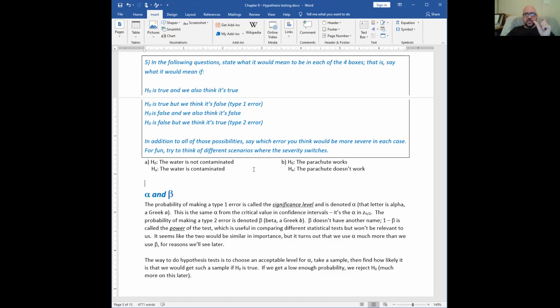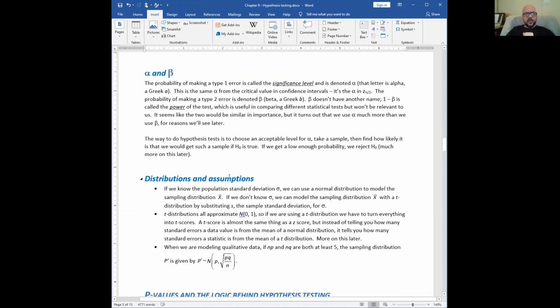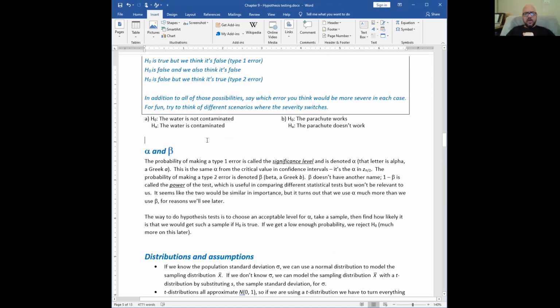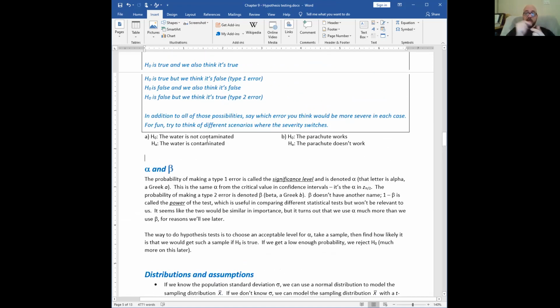So here is why I am introducing all this error stuff to you. It's specifically alpha. We want to be able to talk about alpha here. So alpha and beta are the probabilities of making a type 1 and type 2 error, respectively. Alpha is the probability of a type 1 error, beta is the probability of a type 2 error. Alpha has a name and is super important for us. It's called the significance level. We are going to use it in literally every hypothesis test we do. Beta does not have a name. We will never use it.